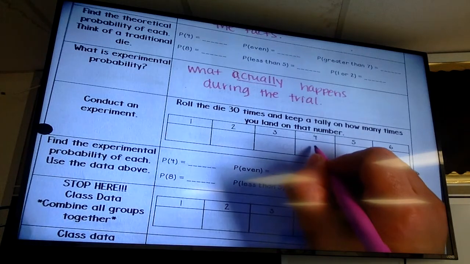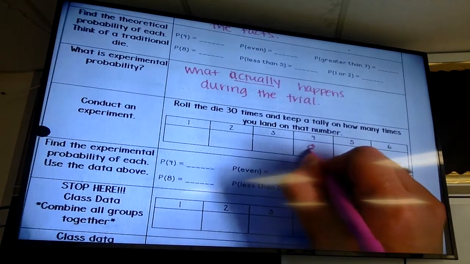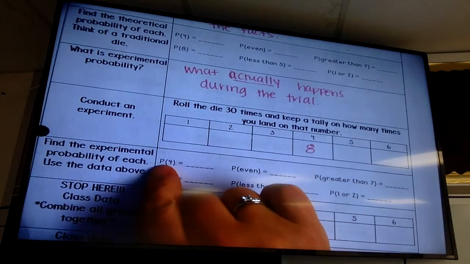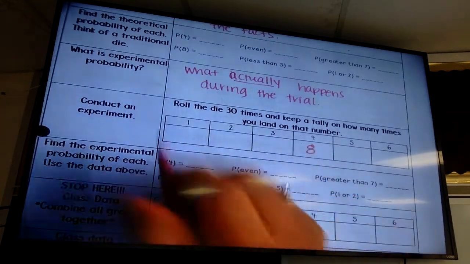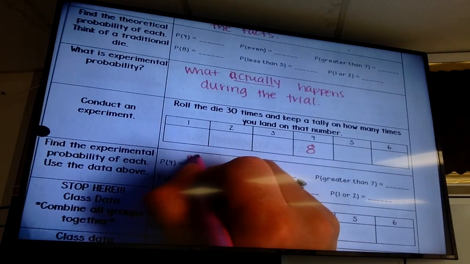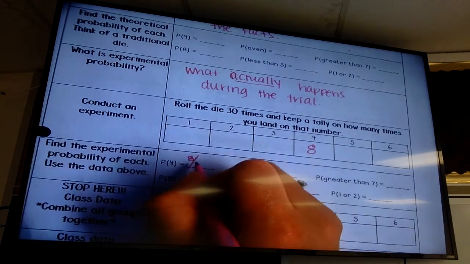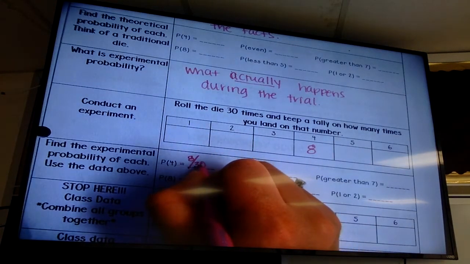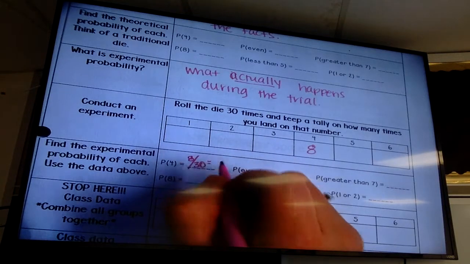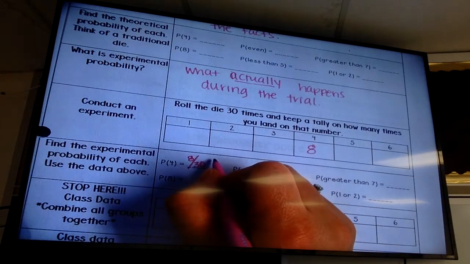Let's say I rolled the number 4 8 times. Okay, so the probability of 4, I would see that I rolled it 8 times. And then the bottom number is always how many times you roll the die. In this case, I rolled the die 30 times. So I would say 8 over 30. Or in simplest form, let's see, what would that be? 4/15.